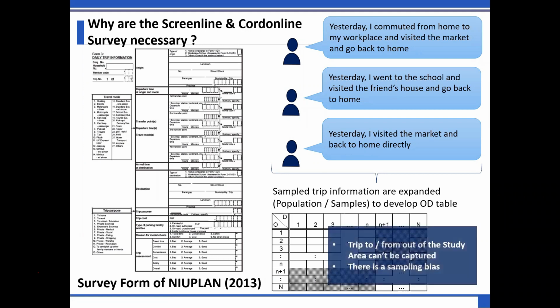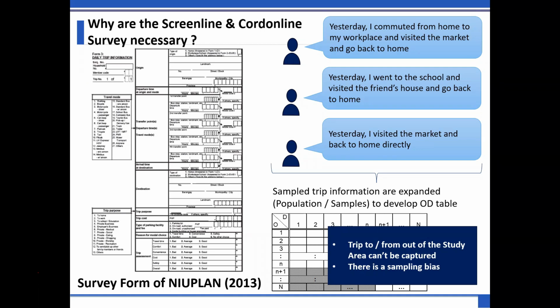And if the subsample is biased, the bias will grow with the expansion, and it will become a so-called inappropriate OD table. An inappropriate OD table leads to inappropriate traffic demand forecasting, inappropriate policy making, and inappropriate projects. To avoid such confusion, calibration of the OD table is necessary.